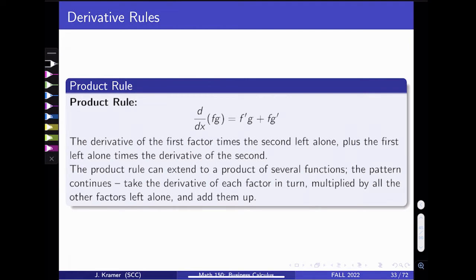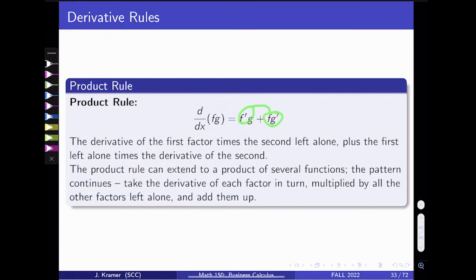The derivative of the first factor times the second left alone plus the first left alone times the derivative of the second. This can be extended to a product of several functions. The pattern continues. Take the derivative of each factor in turn, multiplied by all the other factors left alone, and then add them up. Because multiplication and addition are commutative, the order of these can be rearranged, in that you can say f times g prime plus f prime g.